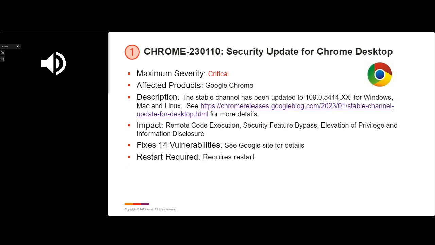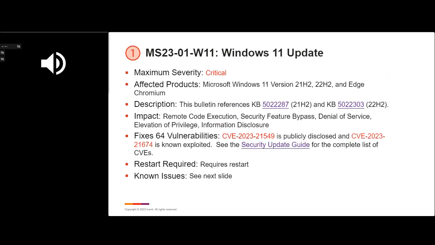Chris also mentioned that we had a Chrome update on Patch Tuesday, which hasn't happened for quite a while. There was a stable channel update on the 109 version. You'll notice that I put the .xx here because it varies for Windows, Mac, and Linux. I think there's 73, 74, and 75 or something in that range. But you can take a look at the link there that I provided on the Google blog for information on the release. They did address 14 vulnerabilities in this particular update. So again, we rated it critical. They use the term high, so you'll see that in there as well.